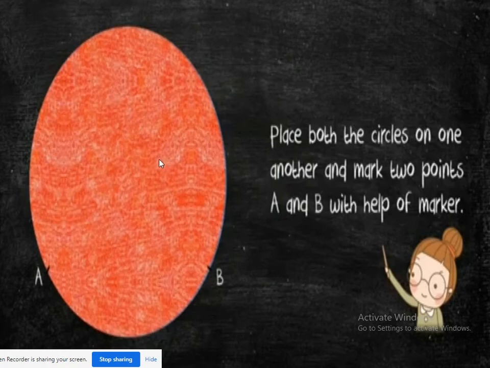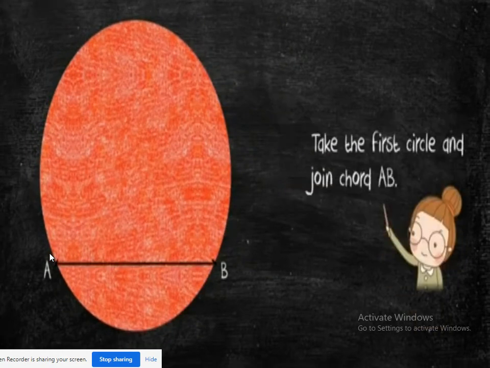Now on this, by keeping like this, mark two points A and B such that A and B should be marked on both the circles at same points. Is that clear? Once you do that, keep the second circle aside and take the first circle and join chord AB.